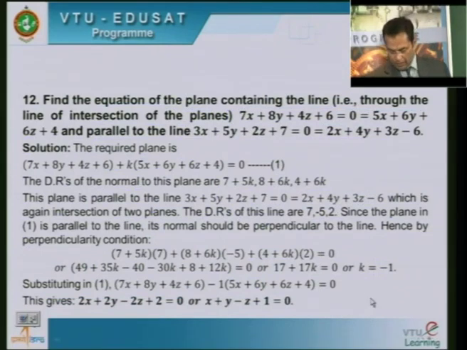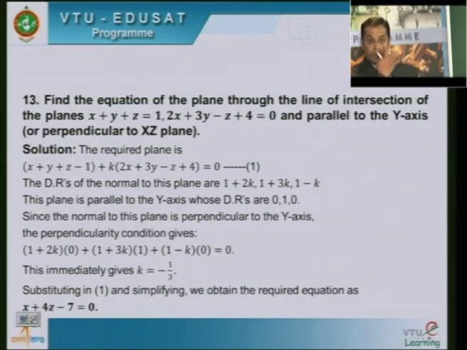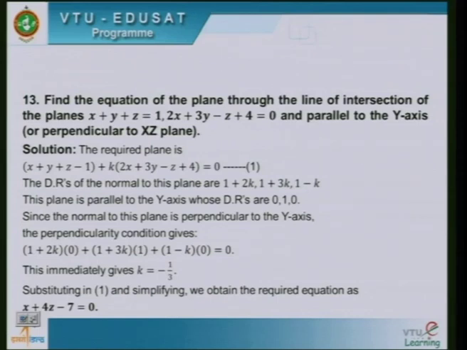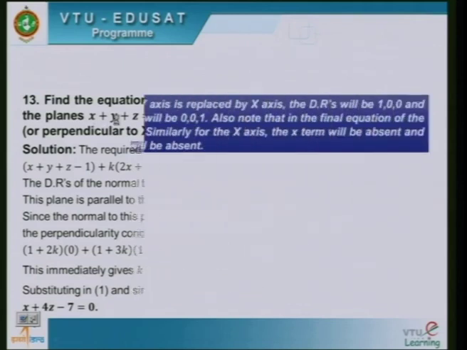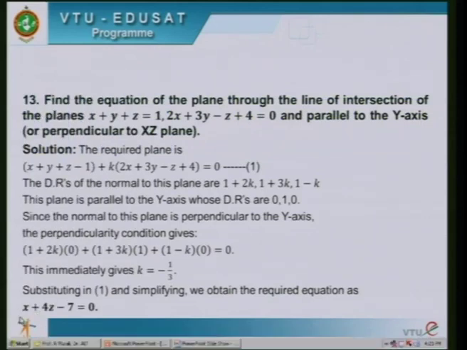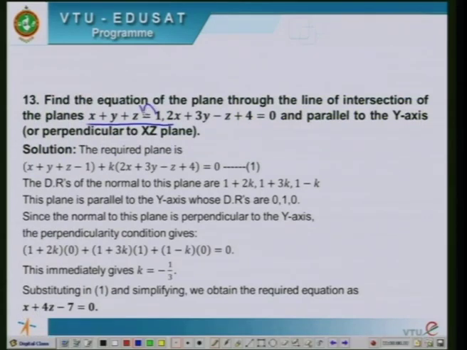Now, let us move on to the next example. Find the equation of the plane through the line of intersection of the planes x plus y plus z equal to 1. Again, the constant 1 in the RHS should be taken to LHS. So, it should read as x plus y plus z minus 1 equal to 0. This constant should come to LHS. Then the second plane is this and parallel to the y axis.